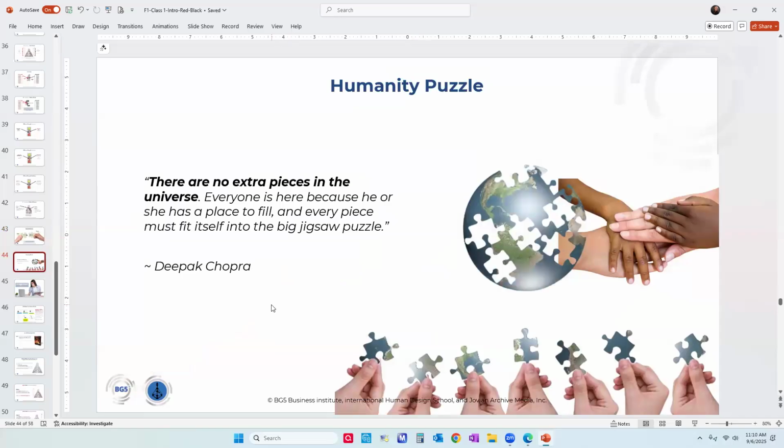There are no extra pieces. Everyone is here because he or she has a place to fill, and every piece must fit itself into the big jigsaw puzzle. And that really is at the heart of what Human Design and BG5 is all about, right? What is your individual piece? And how does that piece connect with the broader puzzle that is humanity?